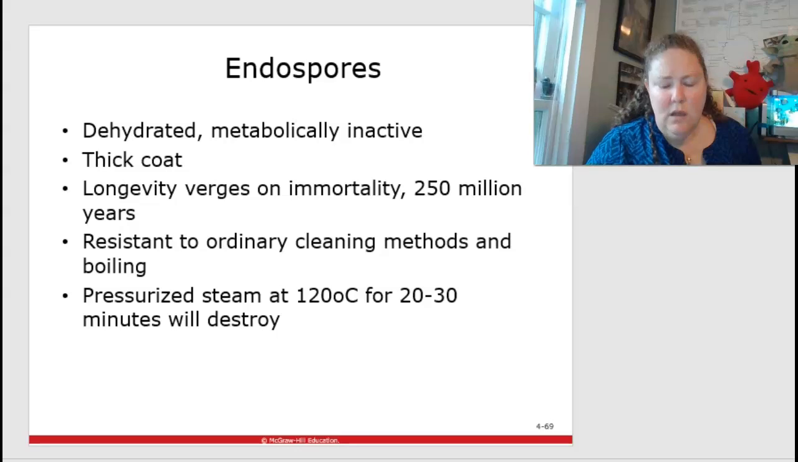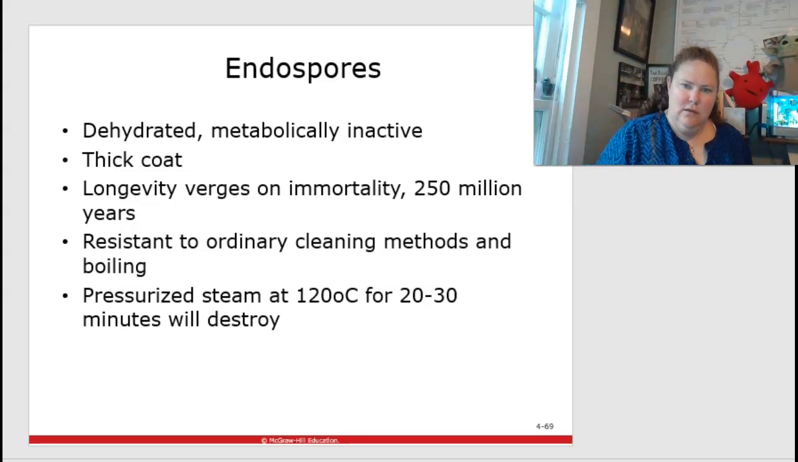Endospores are dehydrated and metabolically inactive. They have a thick coat. Their longevity verges on immortality, and they're very hard to get rid of. Some that we found are 250 million years old. They are resistant to ordinary cleaning methods and boiling. In order to kill them, we have to pressure steam them at 120 degrees Celsius for 20 to 30 minutes, and that's the only way we can destroy them. So they're very, very hardy.